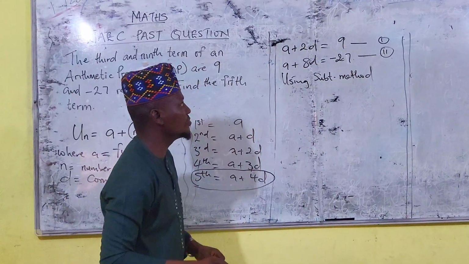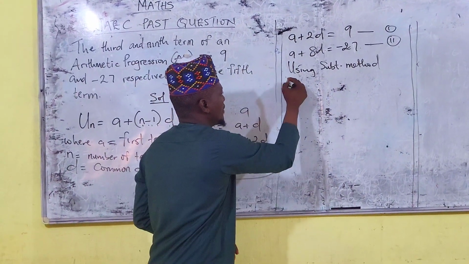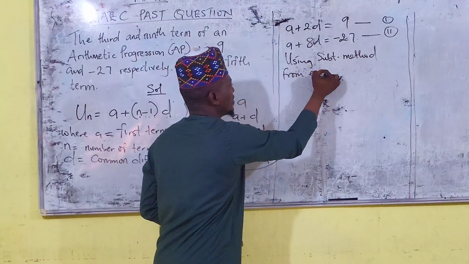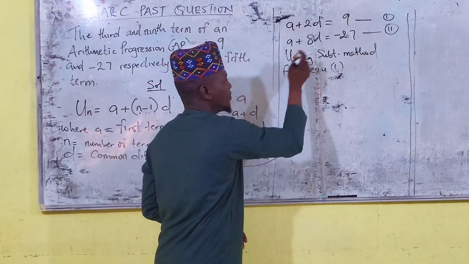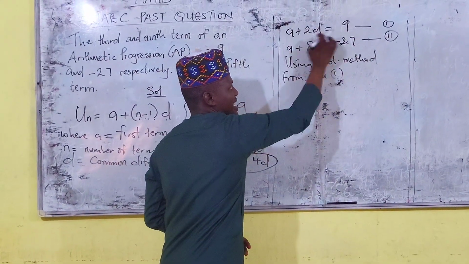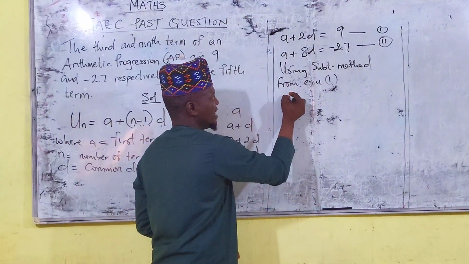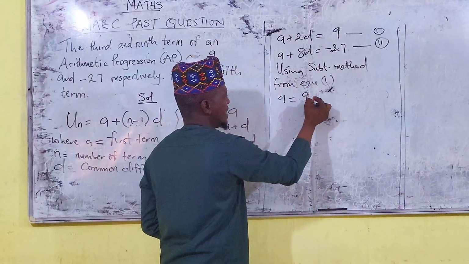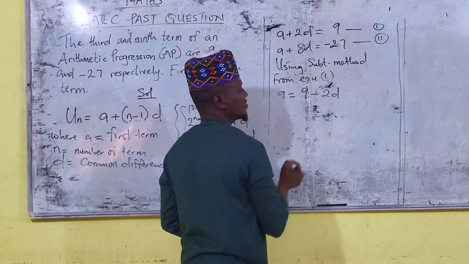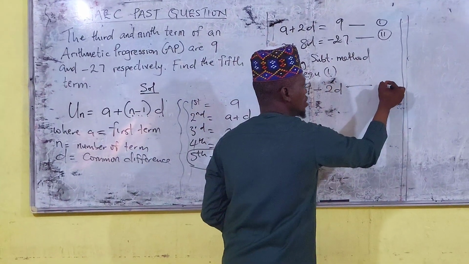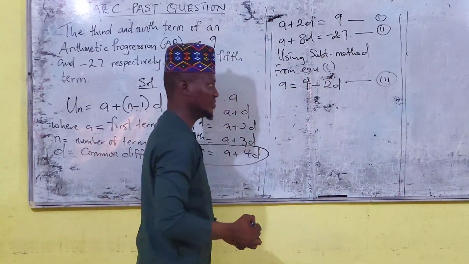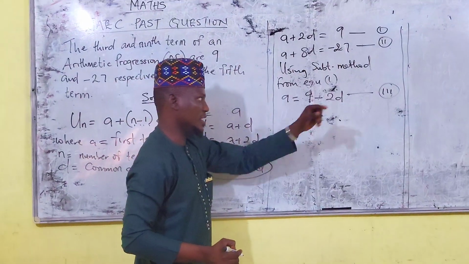Now, using the substitution method. From equation 1, let's make A the subject of the formula. I'll have A equal to 9 minus 2D. You can name this one equation 3: A equal to 9 minus 2D.